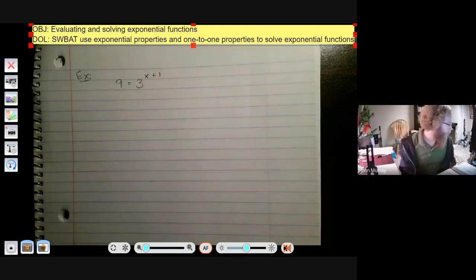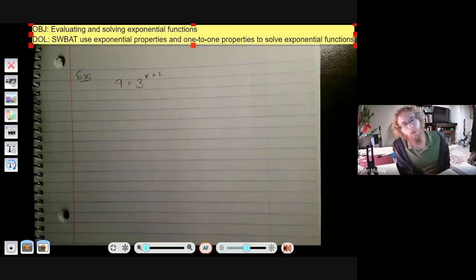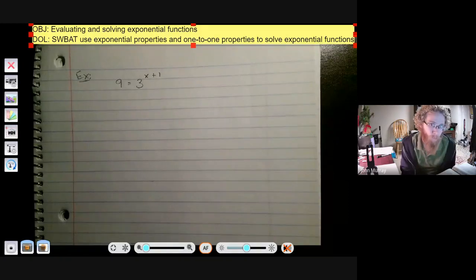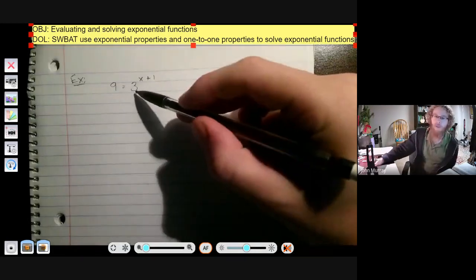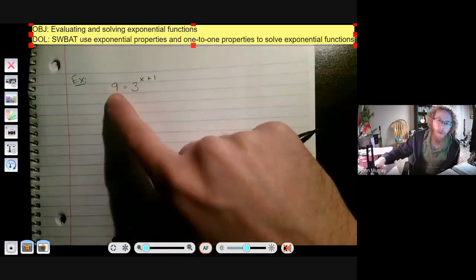This one-to-one property is only applicable when we have the same base. Now here we don't have the same base, but we can manipulate the equation so that we do have the same base. What we're looking for is bases that are prime numbers. Not always, but that usually helps. On the right side of my equation, I have a 3 to the x plus 1. This 3 is a prime number, so there's not much I can do with that.